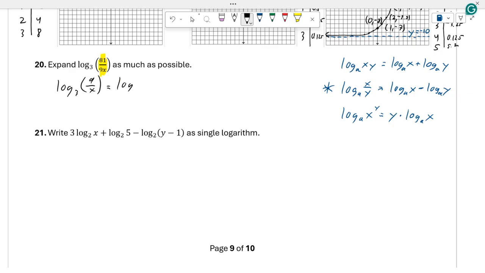So this becomes log base 3 of my numerator, 9, minus, okay, we're subtracting because it's a quotient. When you have the log of a quotient, you subtract your logarithms, minus the log base 3 of x. So, depending on how you look at this problem, you could almost say you're done, because this is about as expanded as it can possibly be.